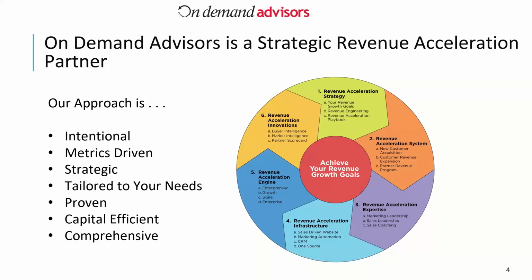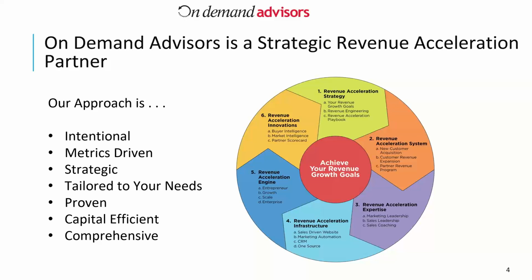So we are a strategic revenue acceleration partner with the companies we work with. Some of the things that are important when you think about revenue is being intentional. Where do you want the revenue to come from? You want to be a metrics-driven, data-driven organization, and you want to be strategic in terms of your approach to revenue creation. It also needs to be tailored to your needs. So it's not a one-size-fits-all because every company is different in terms of the markets you go after, the solutions and services that you sell, and then also the team that you possess to execute your strategy.